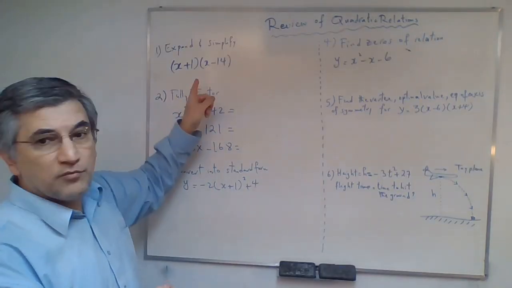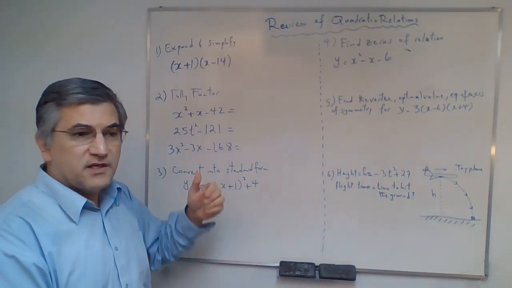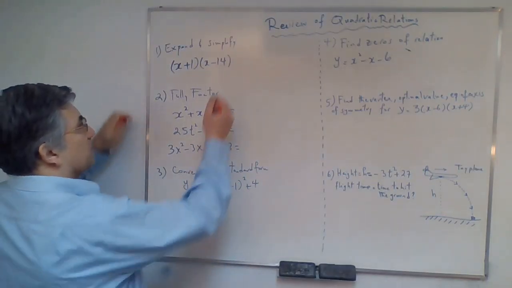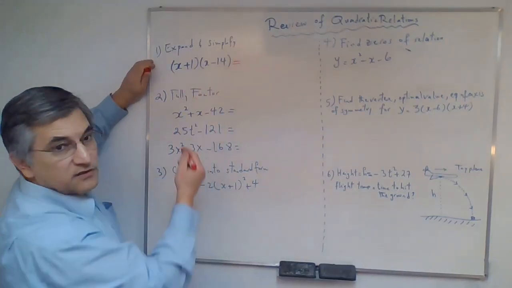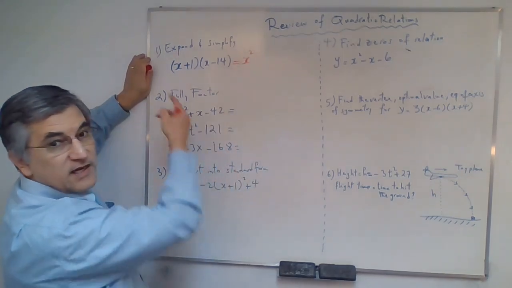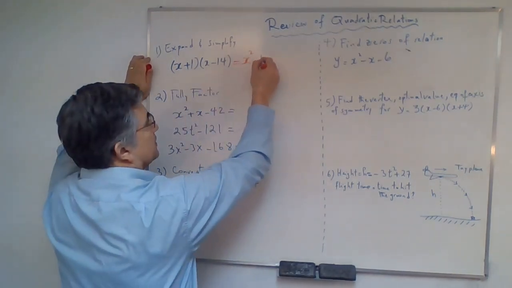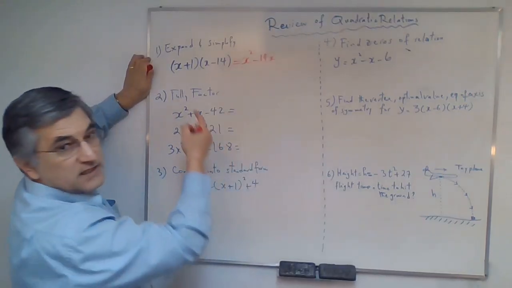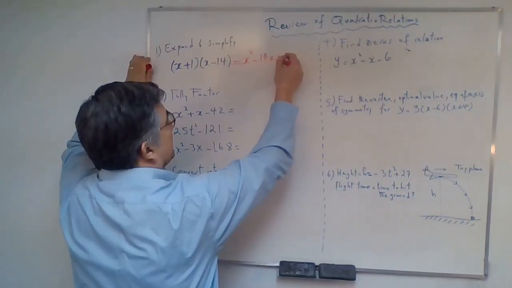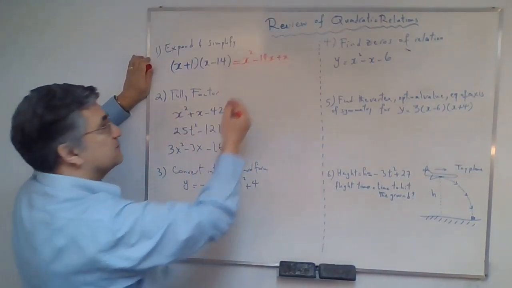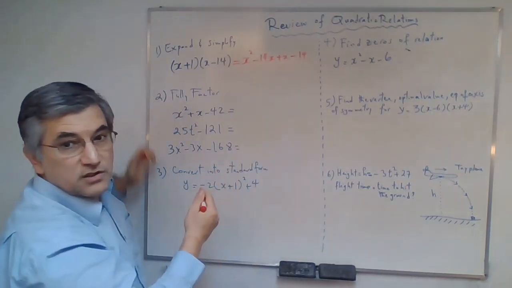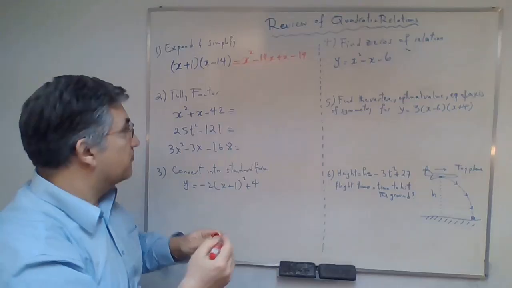There are two binomials. We need to multiply them, and we learned about the FOIL method, FOIL. We said that we have to multiply the first terms first. So x times x is x squared. And then x times negative 14 is negative 14x. And then we multiply the inside terms. 1 times x is just x. And finally, the last terms is 1 times negative 14, which completes the FOIL process.